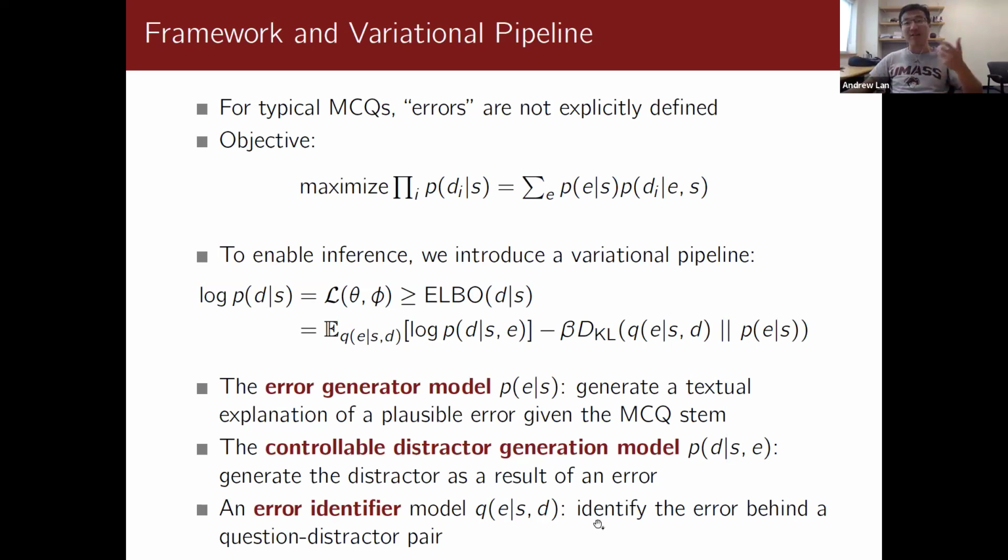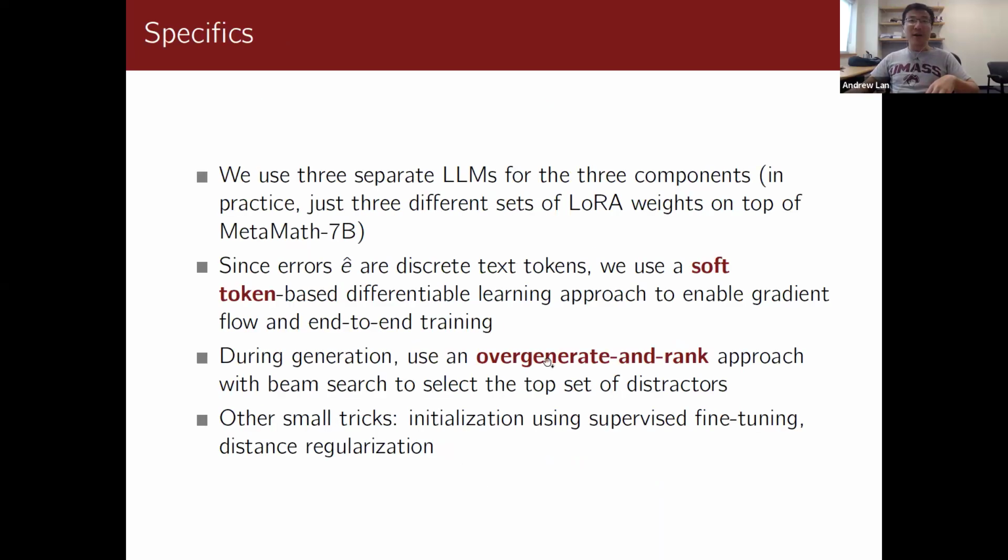You can think of this as a sanity check model, which identifies the error behind a question-distractor pair. That is also useful in practice in some settings, because sometimes you want to make sure that the model understands what's going on. There are some specifics I'll explain later as I move forward, but we need to specify them clearly here.